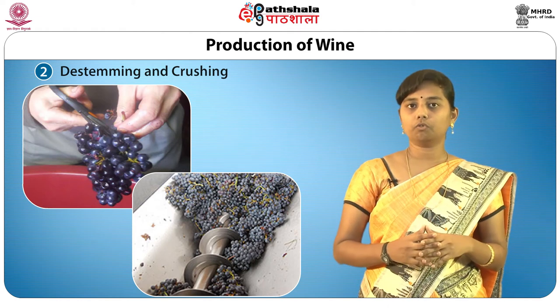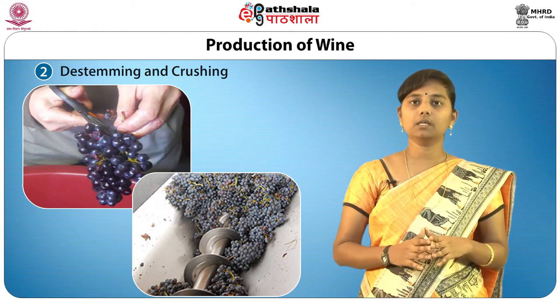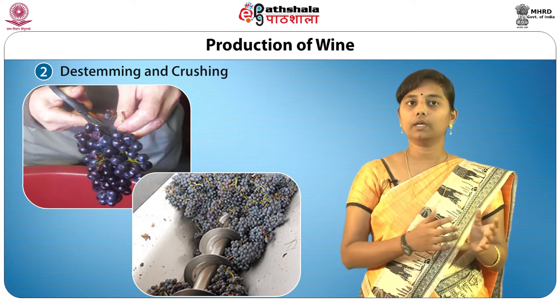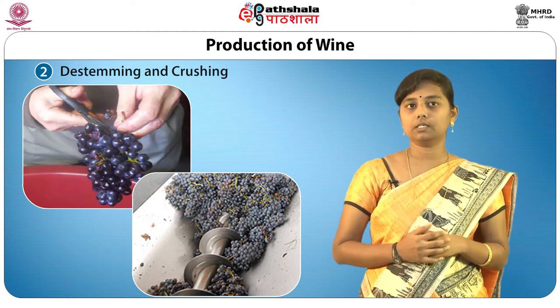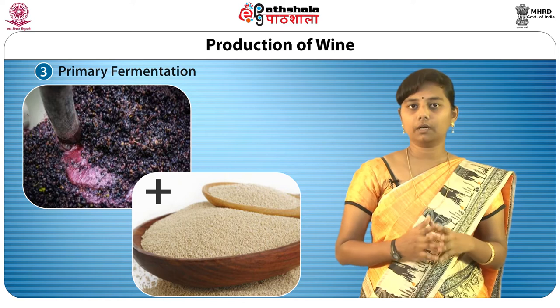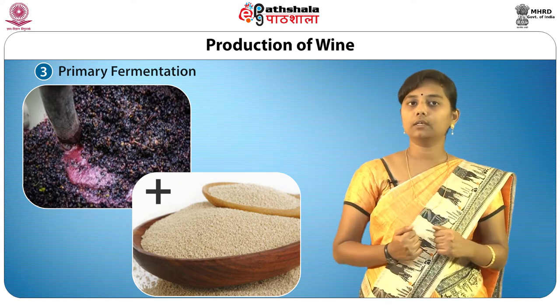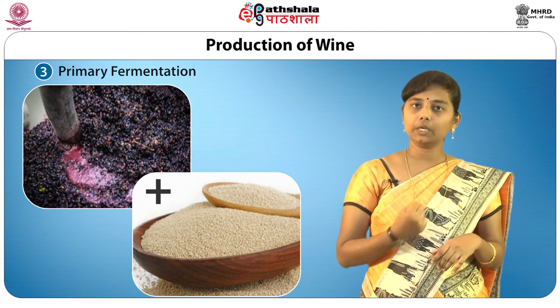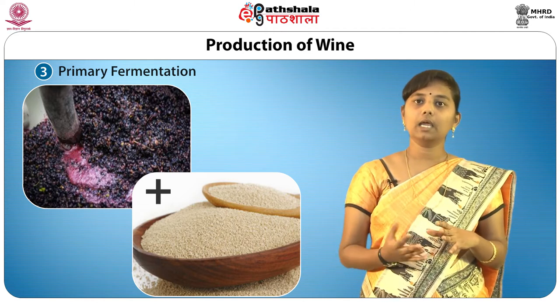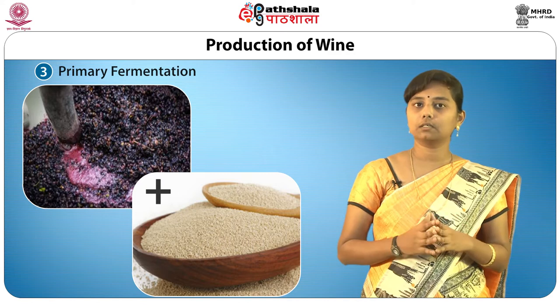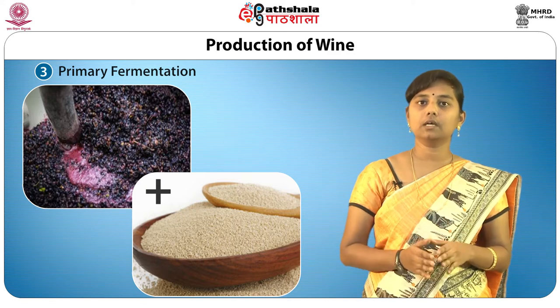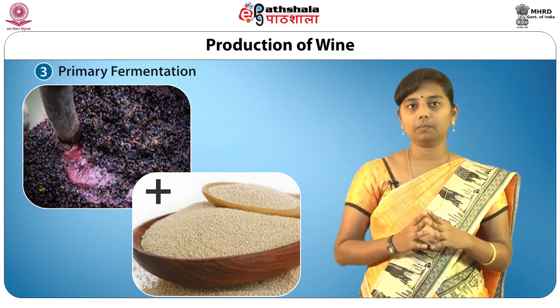Crushing is the process of breaking the skin of berries by squeezing them to get the extract of grape content. The crushed grapes and their skins are left in contact with each other to extract the desired color. The squeezed juice along with the skin and seeds is called must. Preparation of must is the first step in winemaking.